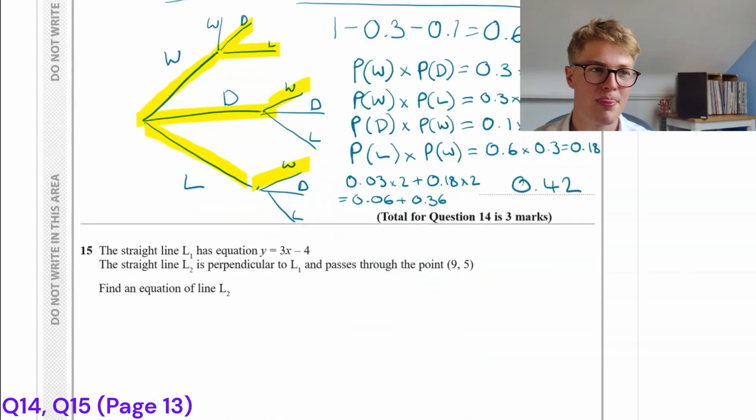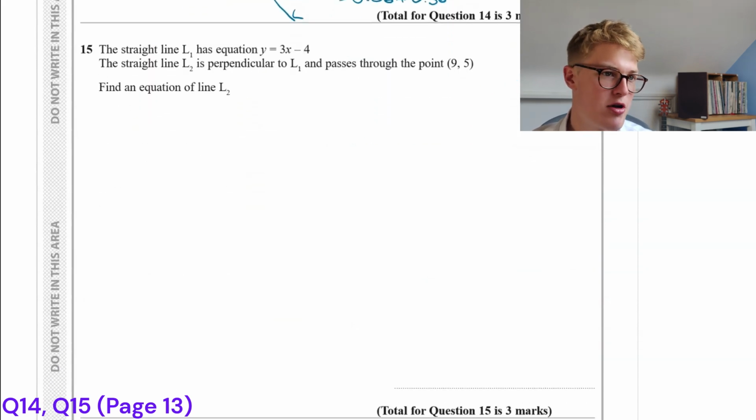as our final answer. The straight line L1 has equation y equals 3x minus 4. The straight line L2 is perpendicular to L1 and passes through the point 9,5. Find an equation of line L2.